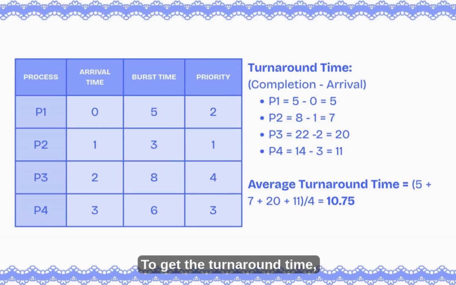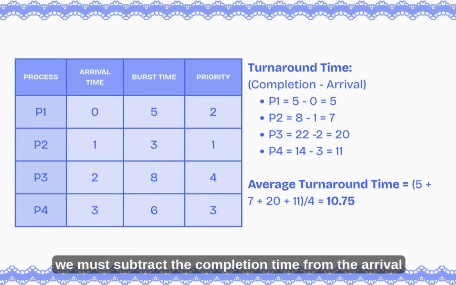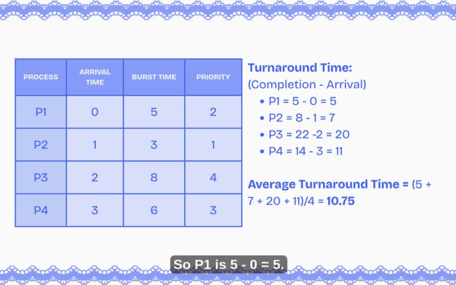To get the turnaround time, we must subtract the arrival time from the completion time. So P1 is 5 minus 0 equals 5. P2 is 8 minus 1 equals 7. P3 is 22 minus 2 equals 20. And P4 is 14 minus 3 equals 11.